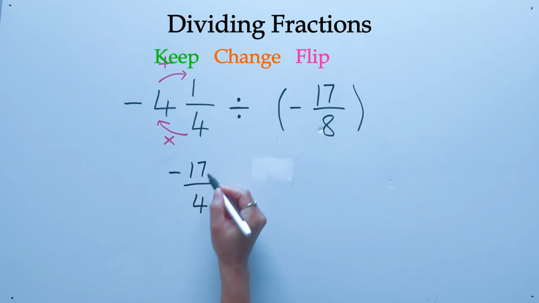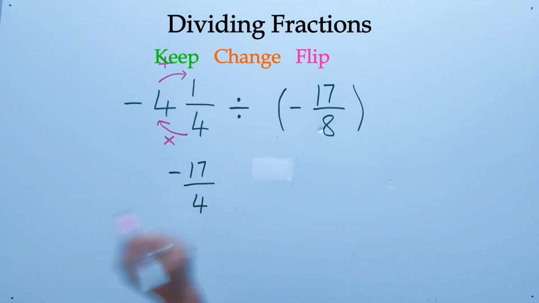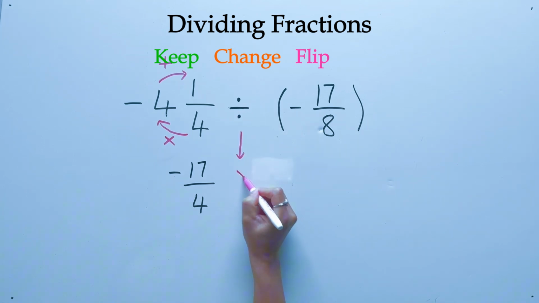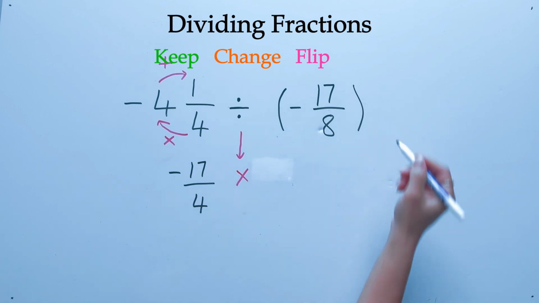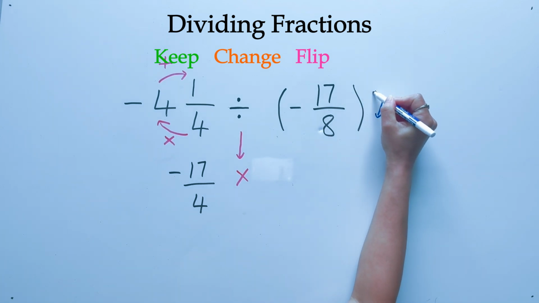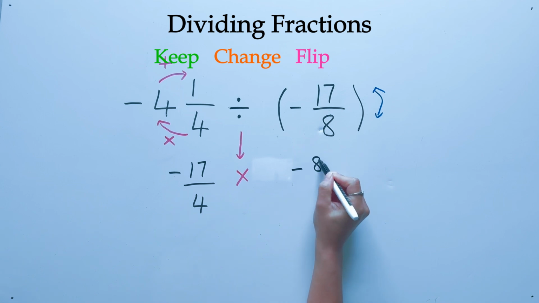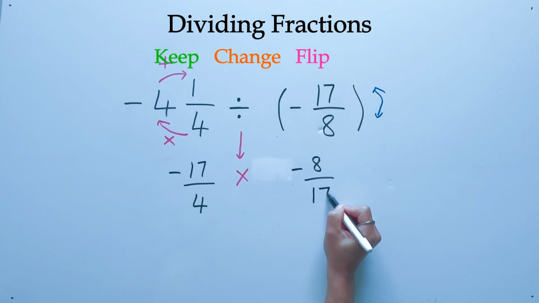You keep this fraction and you change this operation from division to multiplication, and then you flip this fraction here. So you have negative 8 over 17.